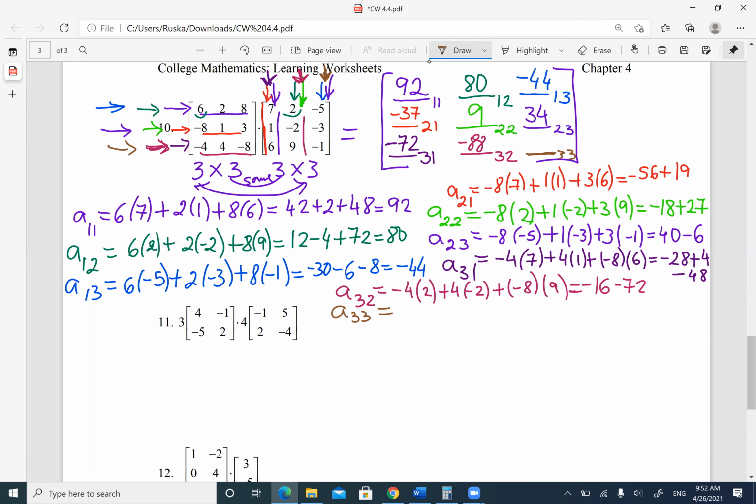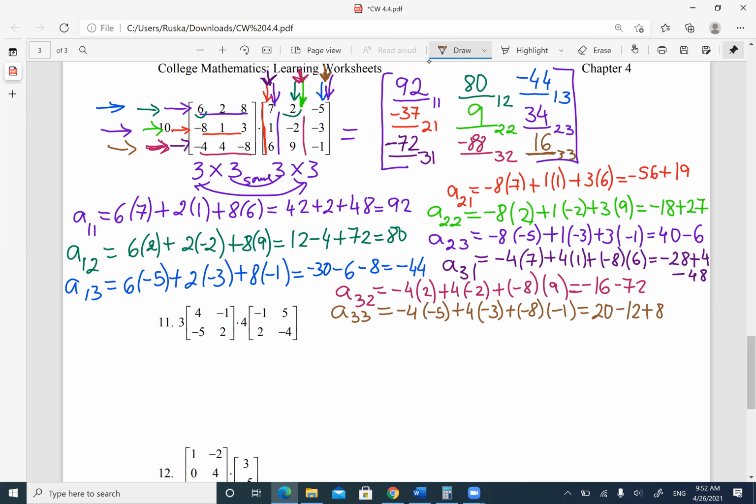So we have again -4 times -5 plus 4 times -3 plus -8 times negative 1. So here we have 20, positive 20, minus 12, and plus 8. So actually I have to subtract 20 plus 8 is 28. Subtract 12 is going to be 16.